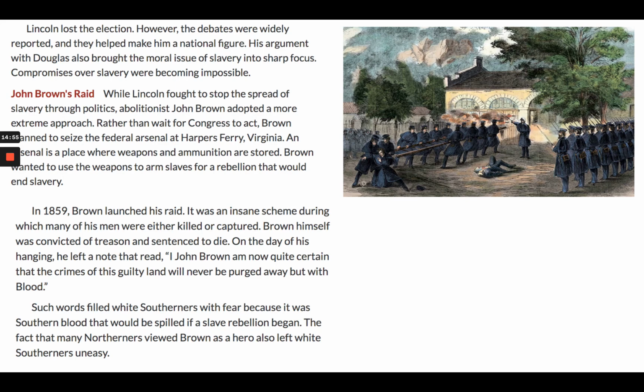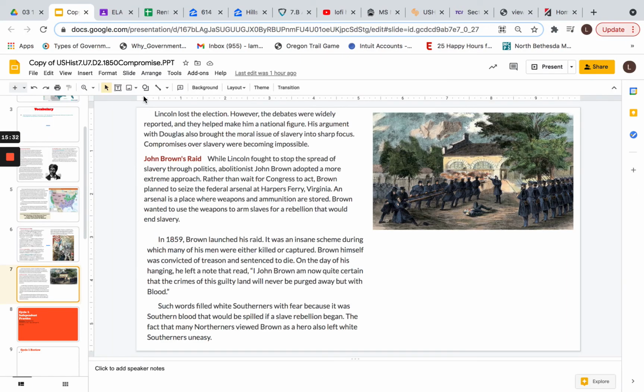On the day of his hanging, he left a note that read, "I, John Brown, am not quite certain that the crimes of this guilty land will be purged away, but with blood," saying that America is not going to be able to pay for the crime of owning slaves unless blood is spilled. Such words filled white Southerners with fear because it was Southern blood that would be spilled if a slave rebellion began. The fact that many Northerners viewed Brown as a hero also left white settlers uneasy.